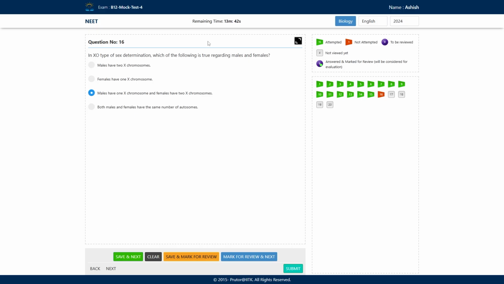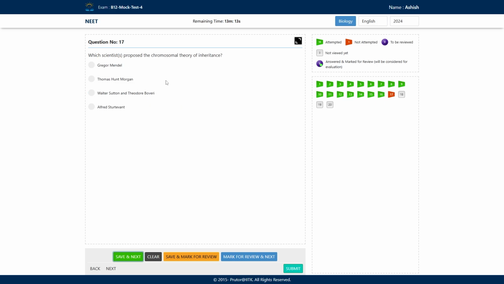Option C will be the correct answer here. In the X0 type of sex determination system, males have only 1X chromosome. The 0 means they are lacking 1X chromosome. And females have 2X chromosomes, or you can say a pair of X chromosomes. So males have 1X chromosome less as compared to females. Suppose males have 17 chromosomes, females will have 18 chromosomes.